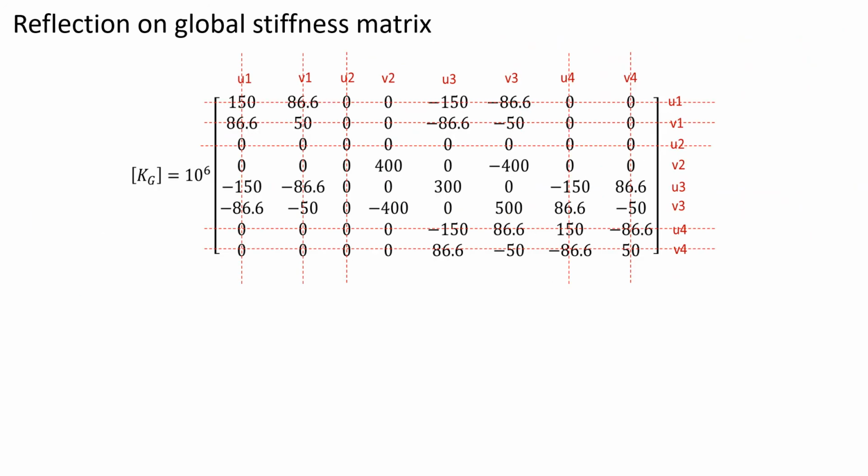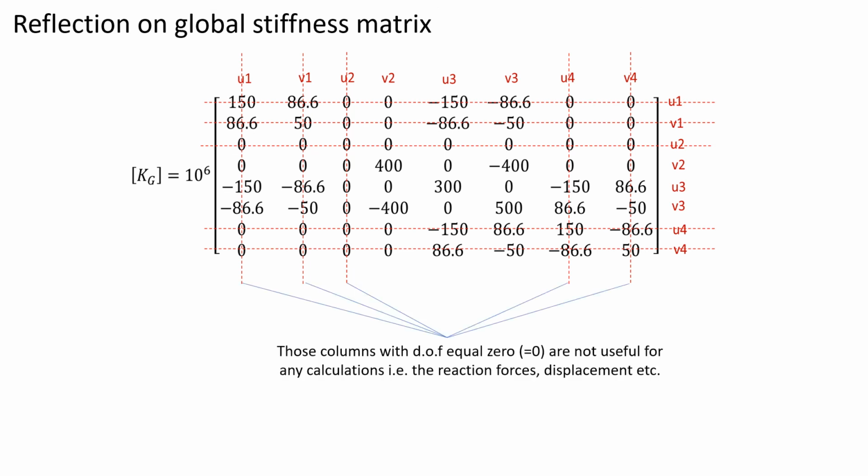In this slide, I would like to do some reflection on the global stiffness matrix. What you have seen so far on those columns that have zero displacement: if you notice, those columns are not useful at all in any calculations, whether we want to solve for the displacement or for the reaction force, because whatever the value here multiplied with 0 will always equal 0. So it's not useful at all.